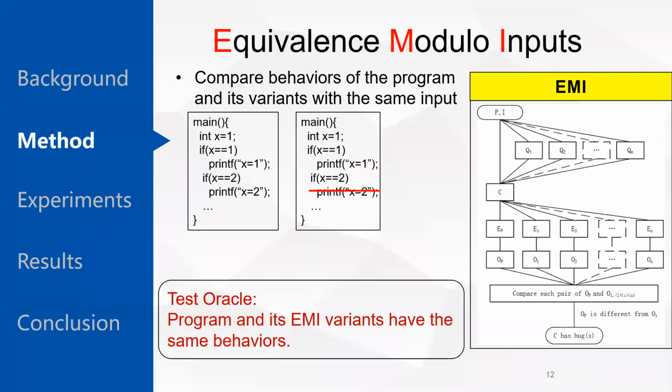I will give a brief introduction of EMI. This method comes from an idea: if we delete some statements that cannot be reached, the behavior of the program does not change. For example, if we delete printf in the second branch, this program still has the same output. In other words, we have a test oracle. The program and its EMI variants have the same behaviors. So by deleting or inserting unreachable statements in a program, we can get a lot of EMI variants with the same behaviors.